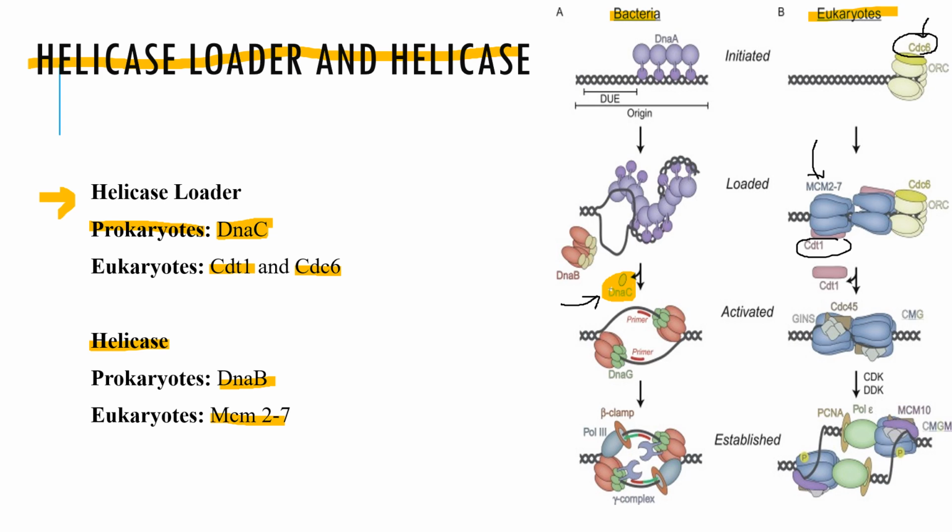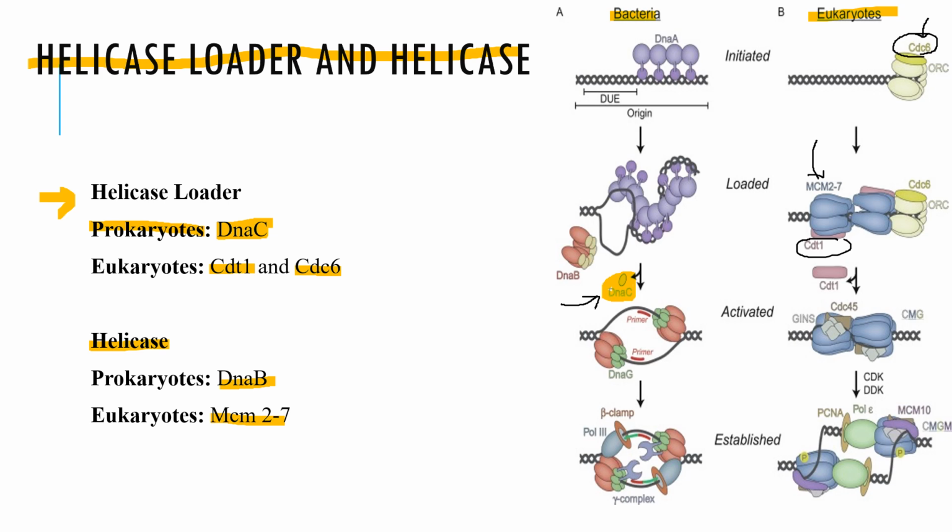This slide shows that the helicase loader in case of prokaryotes is only one, that is DnaC, and in case of eukaryotes there are two, that is CDT1 and CDC6, whereas in case of prokaryotes the helicase is called DnaB, and in case of eukaryotes it is called MCM2-7. One thing is that before the loading of the helicase enzyme, the helicase loader is loaded, and after that the helicase loader can hold the helicase enzyme. In prokaryotes there is only one loader, and in eukaryotes there are two loaders.